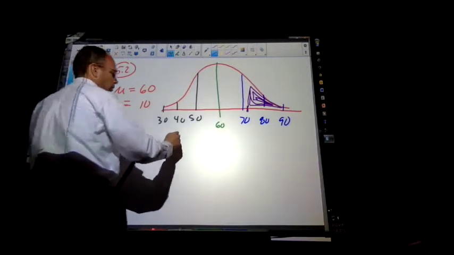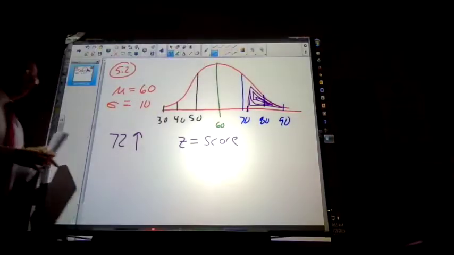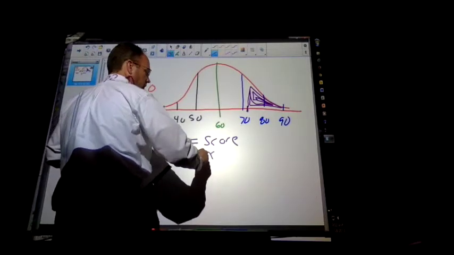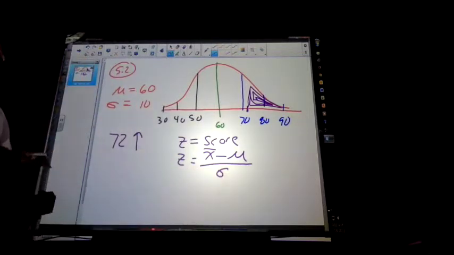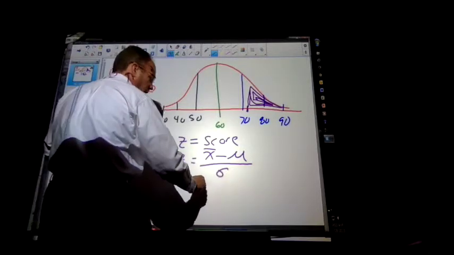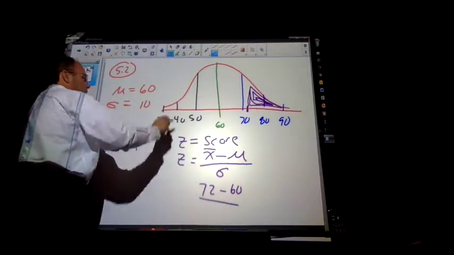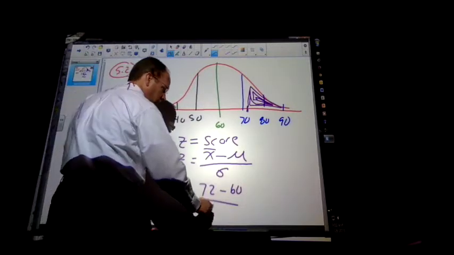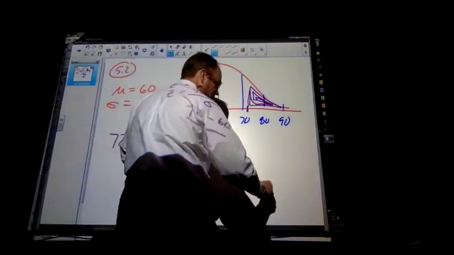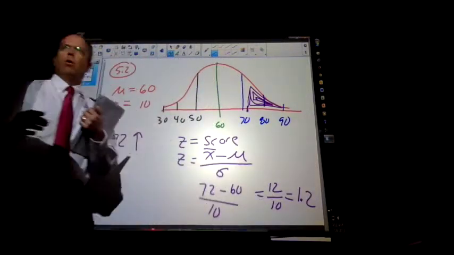So what I'm going to do is find the Z-score first. The Z-score, if you remember, is the observed minus the average over the standard deviation. They want to know what's going to happen at 72. So I'm going to plug 72 in for x bar minus my average of 60, over my standard deviation. So I wind up with 12 over 10. So I wind up with a Z-score of 1.2.